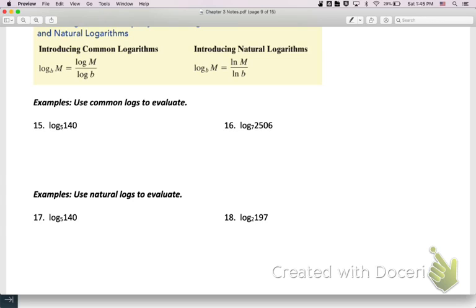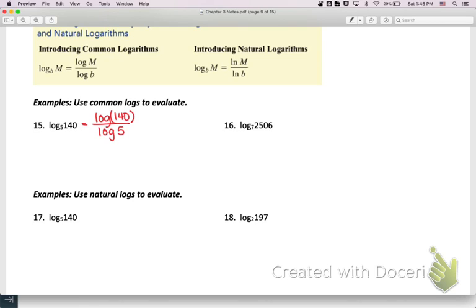Okay, so the way you would set this up to type this into your calculator for this first one is going to be the log of 140 divided by the log of 5. Your calculator will automatically open parentheses. Do make sure that you close it before you divide.